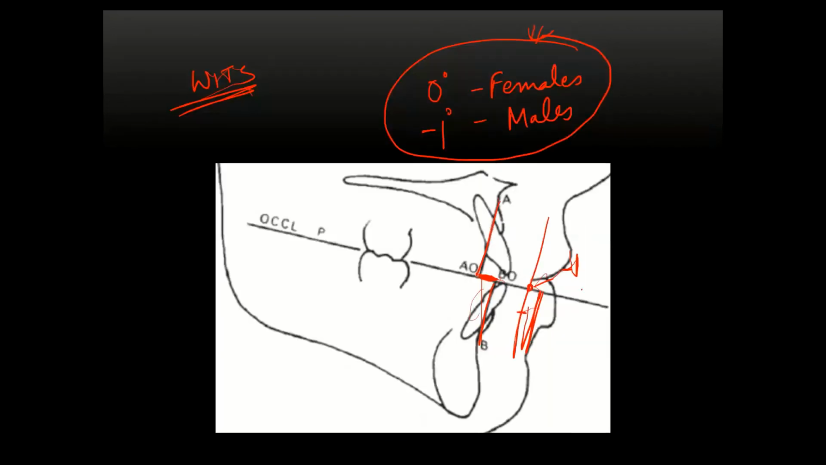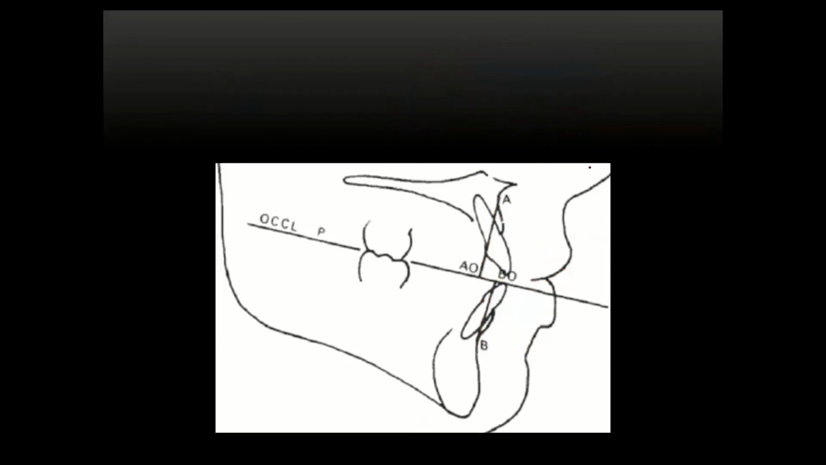Yeah, so you take 2 points. See, with this, you take the occlusal plane and you drop a perpendicular from point A and a perpendicular from point B. So these 2 lines lie in the same line in females. So the value is 0 mm, and in males, point B can come a bit forward ahead, which is minus 1 mm in males.